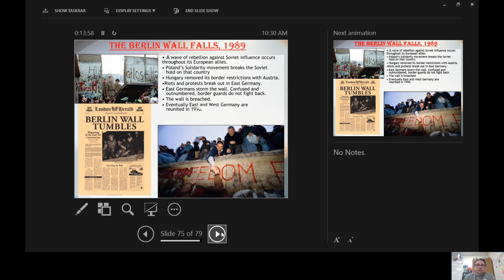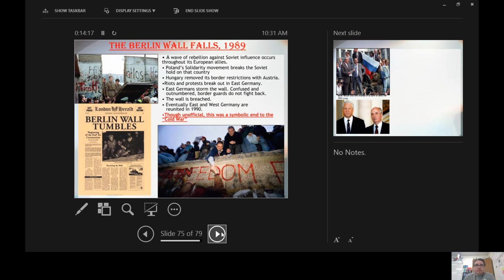The wall was breached. And eventually, through the people themselves rising up and taking sledgehammers and destroying this wall, that led to East and West Germany no longer being divided and being officially reunited into modern Germany in 1990. Though unofficial, this was a symbolic end of the Cold War. Like I said, the Berlin Wall had been a symbol of communist oppression, and when it came tumbling down, so did the Soviet Union.